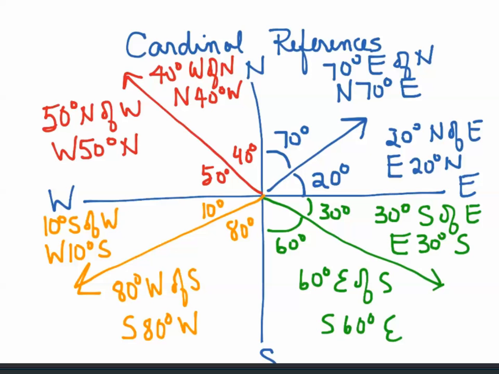It's imperative that you can draw and label a vector diagram from a written description, and it's also important that you can create a written description of the direction of a vector from a diagram.